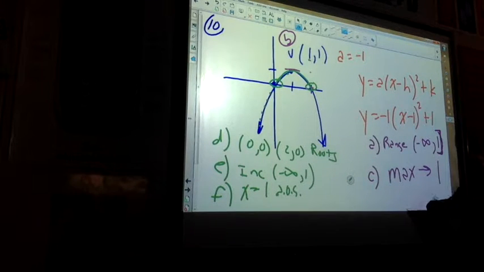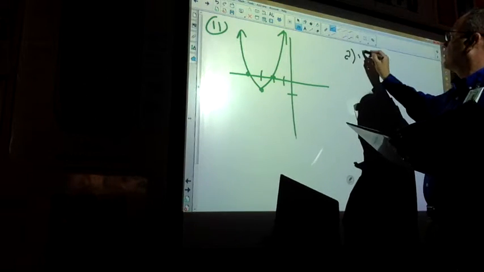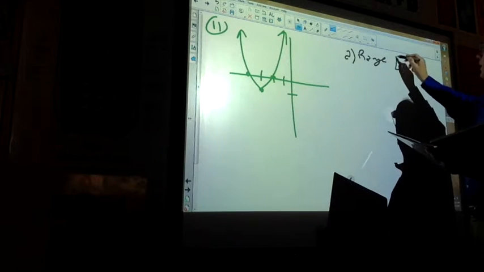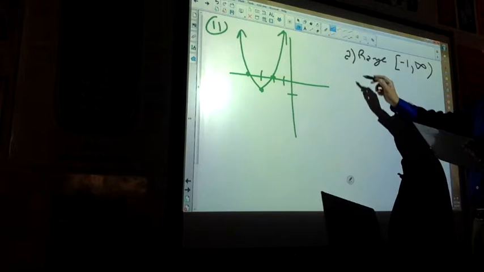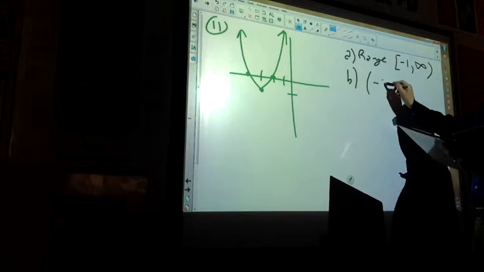Okay, got it. Number 11, we flip it over, and we have negative 3, negative 1. It's here. All right, let's see if we can go on. The range goes from negative 1 to infinity. B, the vertex is at negative 3, negative 1.